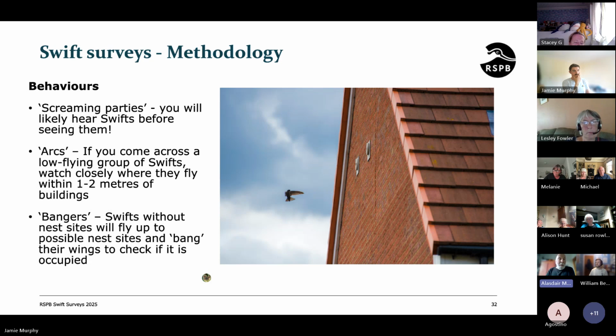And the other thing to look out for are bangers. The young swifts will fly past what they think may be nest sites and scream. If they don't get a response, they'll go past and give it a whack with their wing as they go by. So that's something else to look out for.